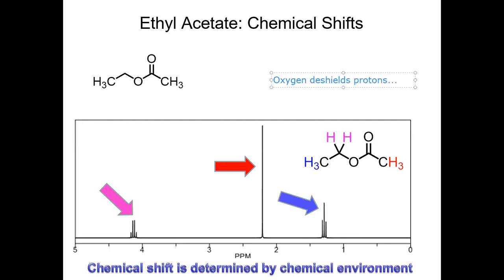Is that like the same thing from what we did on the assignment? Because I remember seeing de-shielding. It is. Yep. So oxygen de-shields protons. In other words, it lessens the electron density around that set of protons. And anytime a set of protons is de-shielded, its signal is going to move downfield.